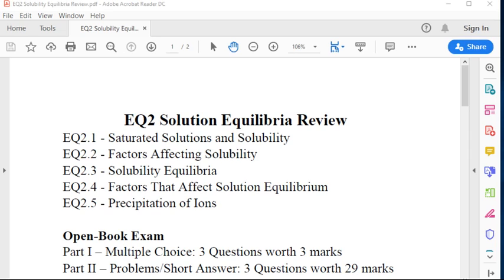Welcome back, Chemistry 30. This is the EQ2 solution equilibria review for the upcoming exam. So we'll look at what the unit consists of here. EQ 2.1, saturated solutions and solubility. EQ 2.2, factors affecting solubility.